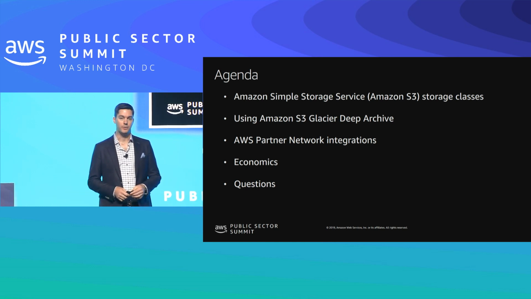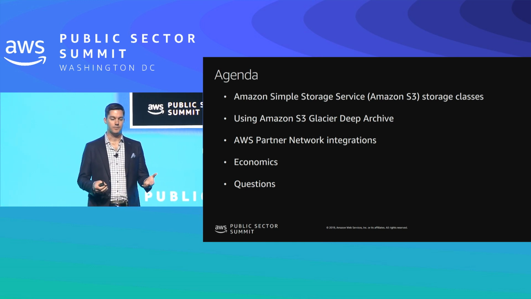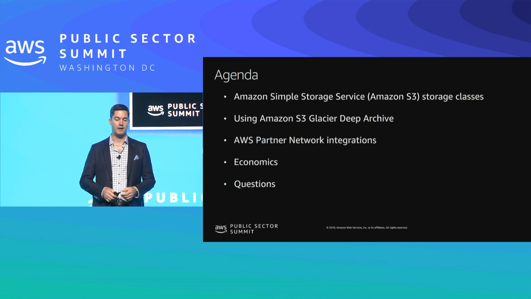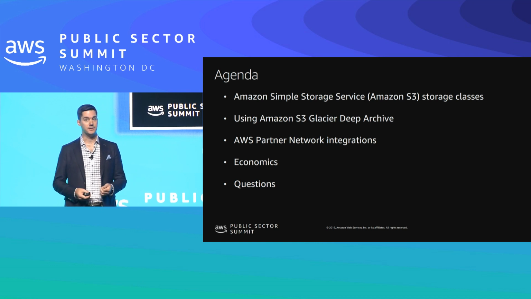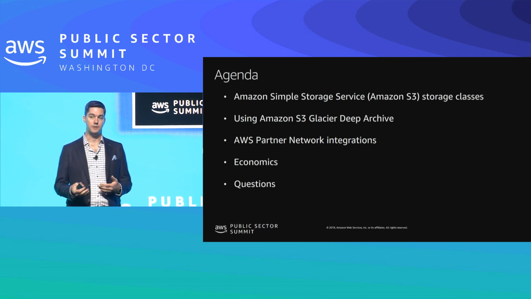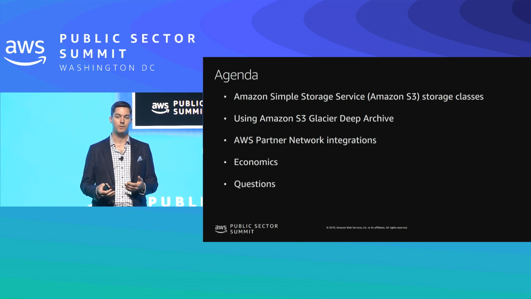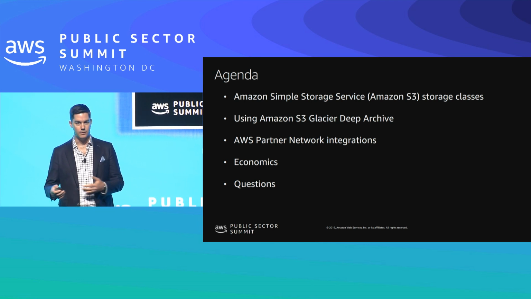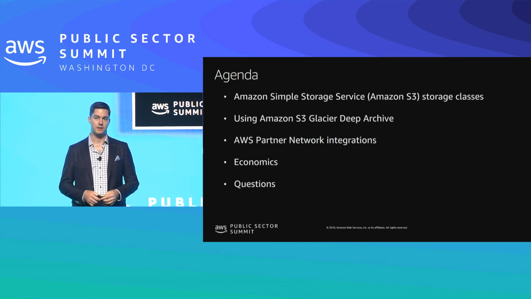Just to set a little context for what we'll talk about today, talk about the Archive S3 storage classes, particularly how to use Glacier Deep Archive, our partner network integrations on the storage side, and spend some time on economics and use cases so you can better understand which workloads work well with our asynchronous archive storage classes and which are maybe better suited for something a little bit warmer.